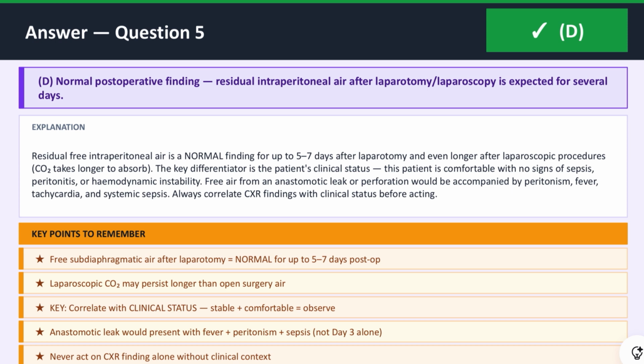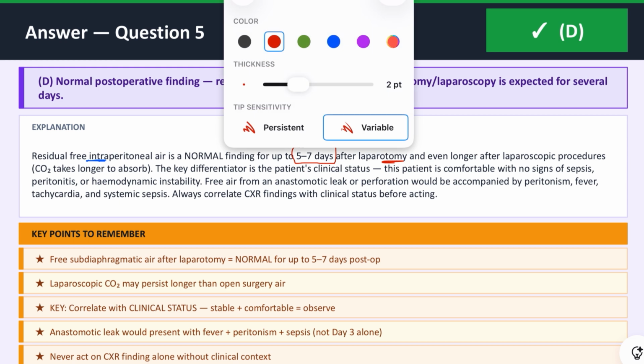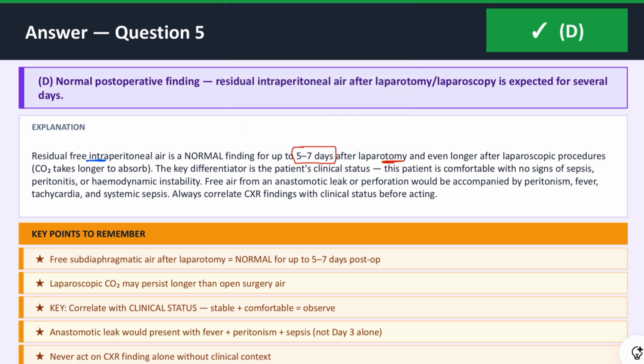So, the residual free intraperitoneal air is a normal finding up to 5 to 7 days after laparotomy, or even longer for a laparoscopic procedure. So that is very high yield to know that on the 5th to 7th postoperative day, if you get a chest X-ray, you are likely to find normally both diaphragms having air.